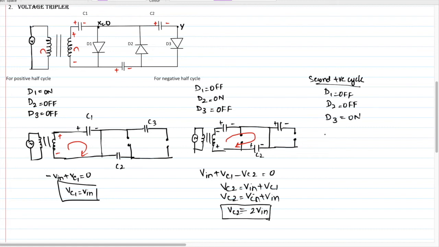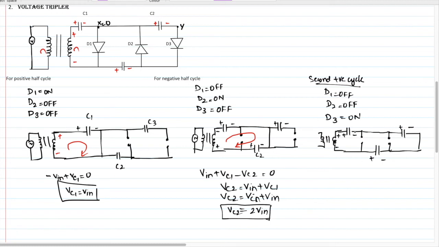Now I am redrawing the circuit. Capacitor open. You don't have to draw it if it is open. This is also off, open circuit, and the third one alone is closed. So C1 plus minus, C2 plus minus, C3 is also plus and minus. You are applying a positive cycle, so this is also plus minus.